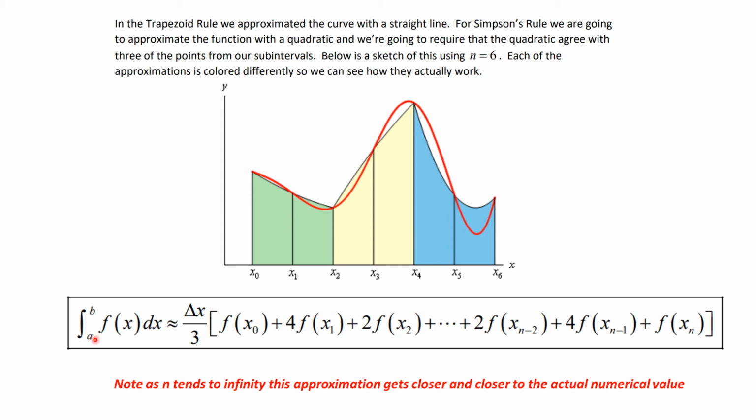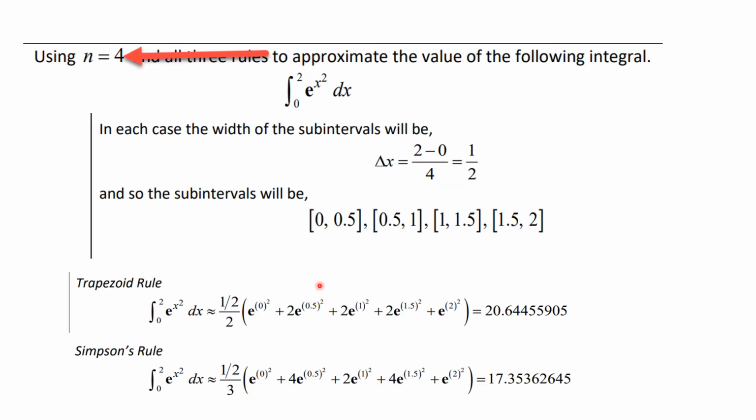When we do that kind of calculation with the same definition for delta x, Simpson's rule tells us that the integral from a to b of f of x dx is approximately equal to delta x over 3. And the pattern is you have a 1 here, you have a 1 here, then you alternate 4s and 2s: 4, 2, 4, 2, 4, 2, and then 1 again. Note as n tends to infinity, this approximation gets closer and closer to the actual numerical value.